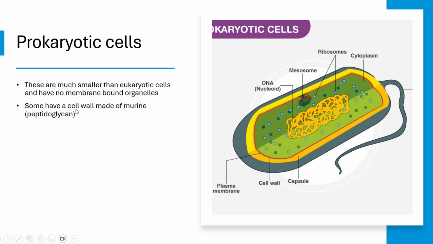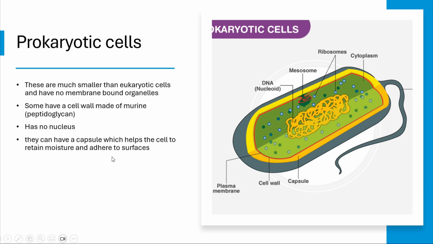So some have a cell wall as well, made of murein. Some people call it peptidoglycan or whatever, but it's just murein. And they have a capsule as well, which helps the cell retain moisture because they could dry out. So you need to know it has this capsule around it that helps retain moisture. That's one of the uses of it. And it also allows it to adhere to surfaces, so it lets it glide along surfaces and stick onto surfaces.